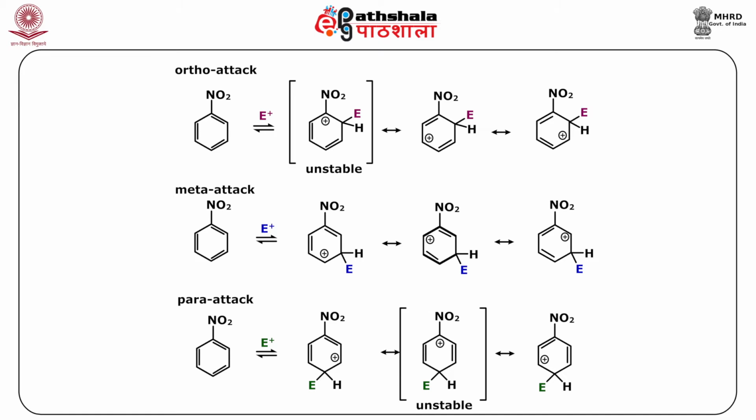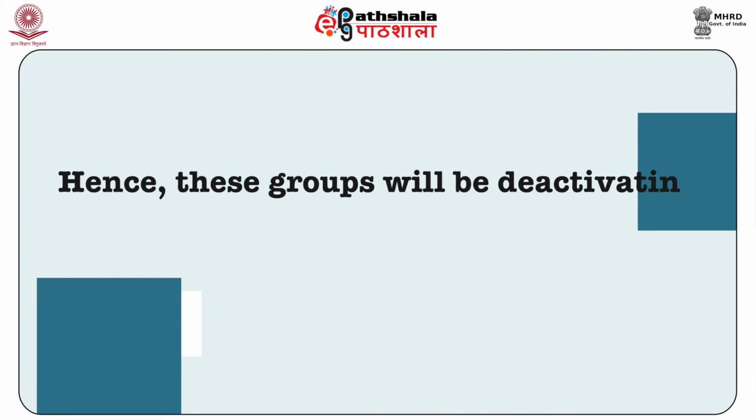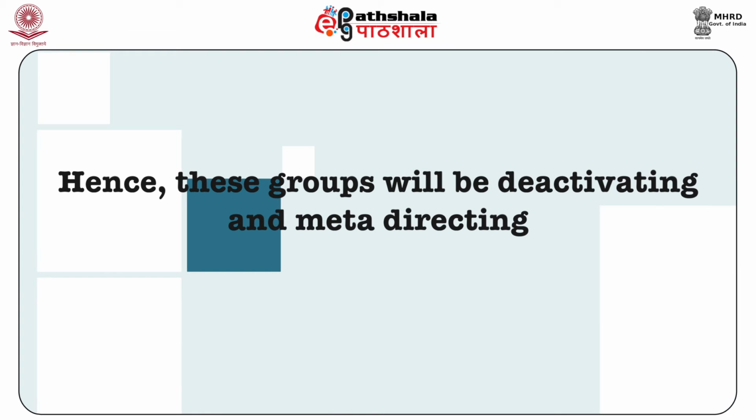However, again in case of para attack, students, note that the positive charge is on the carbon which is directly attached to the NO2 group. Thus, again an unstable Wheland intermediate occurs in the case of para attack, just as in ortho attack. Attack at the ortho and para positions will lead to one canonical form wherein a positive charge is situated adjacent to the positively charged substituent, which is unfavorable electrostatically. Thus, ortho and para attacks are avoided and meta attack is favored. Hence, these groups are called deactivating and meta directing.